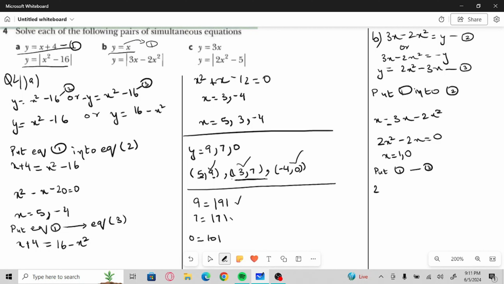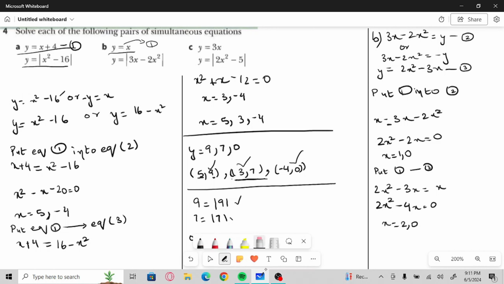Or the second thing is put equation 1 again into equation 3, and that will give us 2x squared minus 3x is equals to x. And 2x squared minus 3x minus x is minus 4x is equals to 0. Which if we just input this, we will get x is equals to 2 or 0. And let me erase the board here.